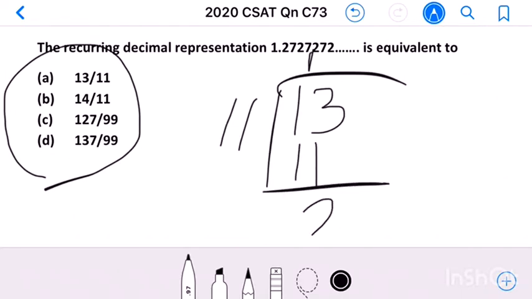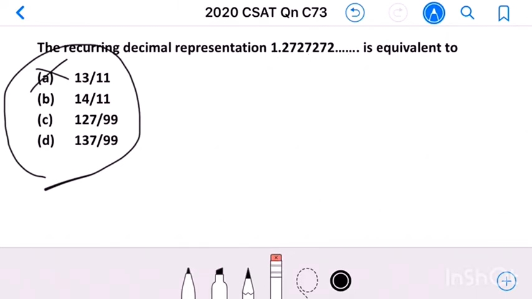Here remainder 2, in 20 there is only 1 eleven. Therefore, this is not matching with this decimal representation. Therefore, this is not our answer. Then the second option, 14 divided by 11.